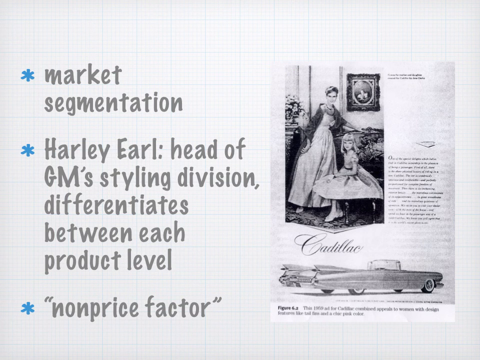Market segmentation means you look at all those people that can conceivably be consumers of cars and you put them into different segments and you market different kinds of cars to all of them according to how much money they have to spend, for example. So Harley Earl is a famous person in the car world, and he was head of design for General Motors. And what he did was he's in charge of styling all these different levels of cars, differentiating between the different product levels. And one of the things he's really famous for is adding the big tail fins to cars.